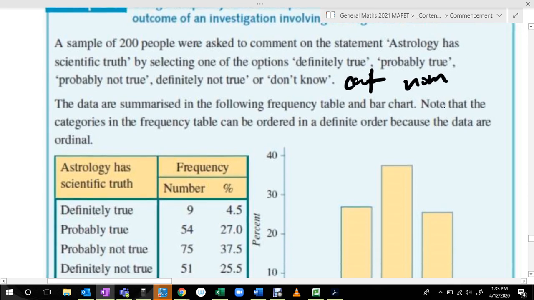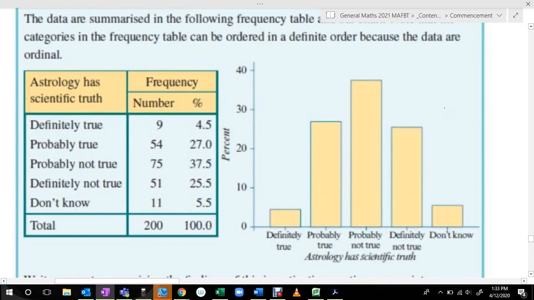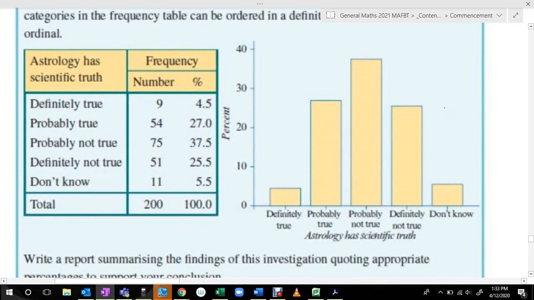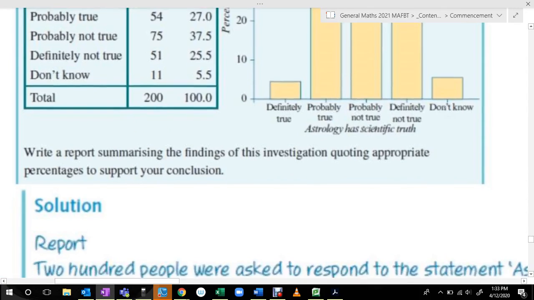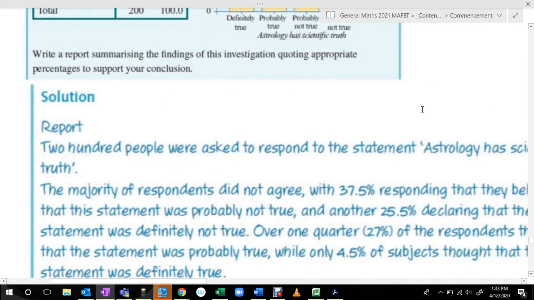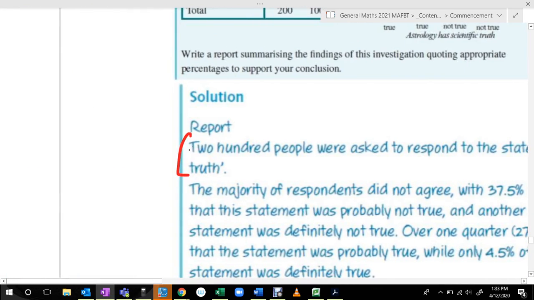We know what that means, right? Categorical nominal. Cat nom. Okay, so when it comes to doing this data, in terms of the answer, when we write a report, always write the context. I'm just going to show you the answer here. So the context is given to you here. 200 people were asked to respond to the statement, astrology has a scientific truth. There's your context already. So you want to mention the context. What is the thing that we are actually looking at? What kind of data are we reading?